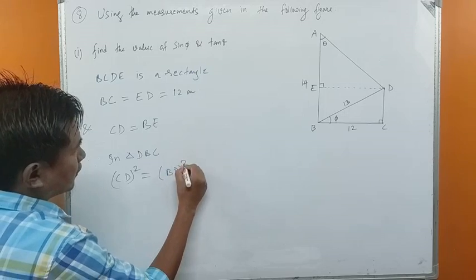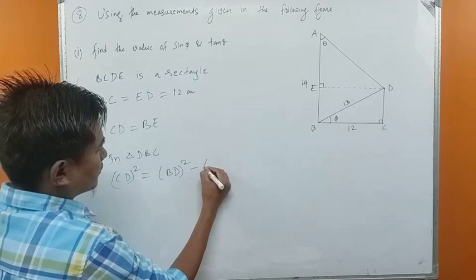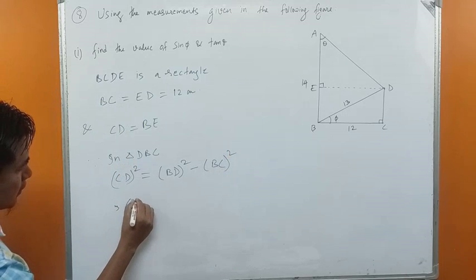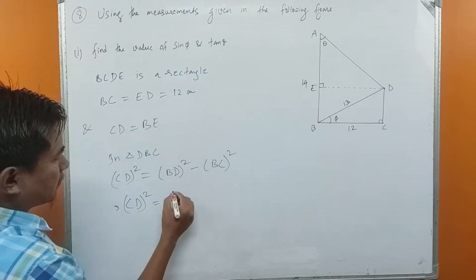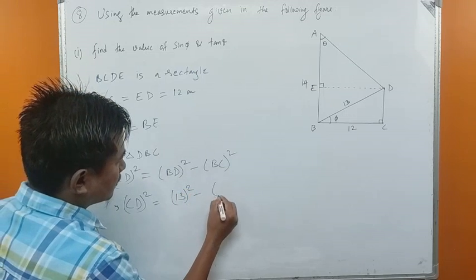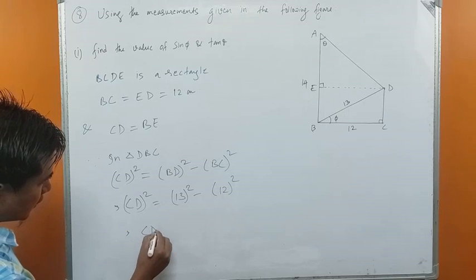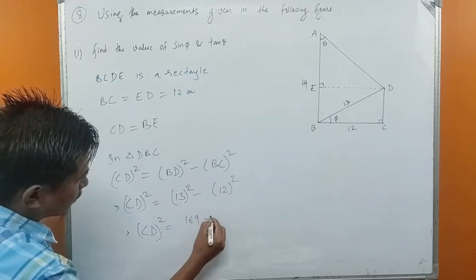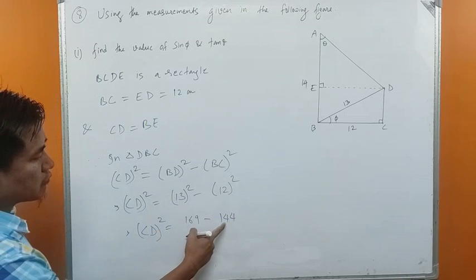minus base square, BC square, isn't it? Or CD squared equals, what is BD? BD is 13, so 13 squared minus BC is 12 squared. Or CD squared equals 13 squared is 169 minus 12 squared is 144. 13 squared is 169, 12 squared is 144.